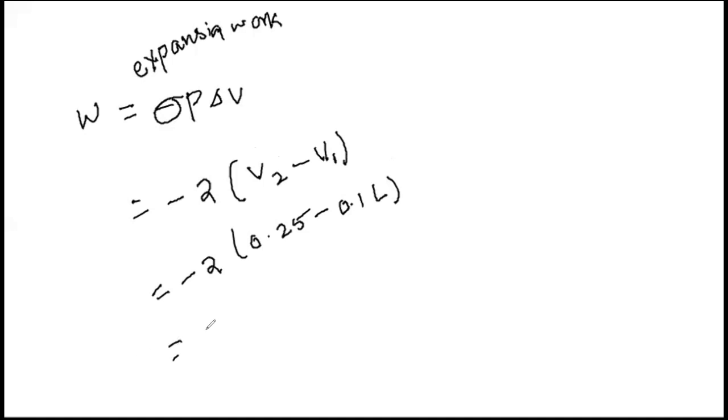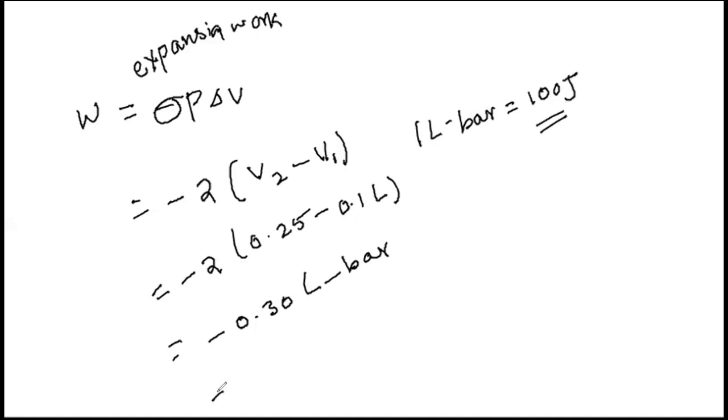If you simplify, you will get minus 0.30 liter bar. 1 liter bar is equal to how many joules is given in the problem? It is given as 100 joules. So this we can take as minus 0.30 into 100 joules. How much will we get? Minus 30 joules we get.